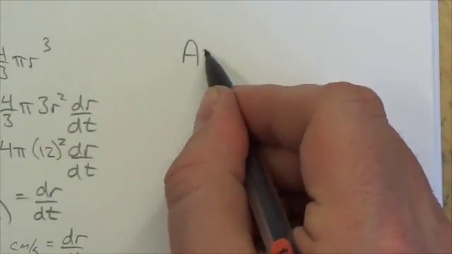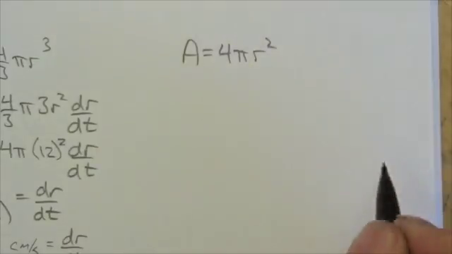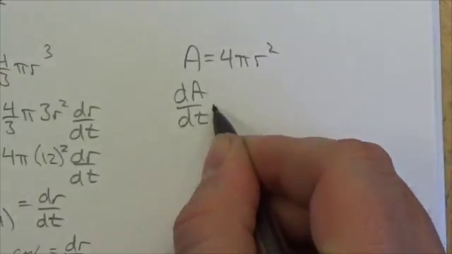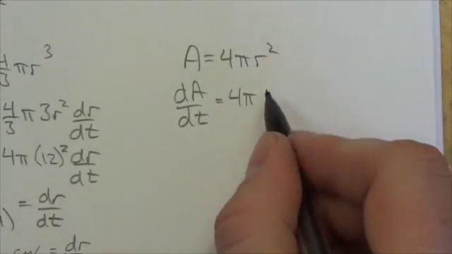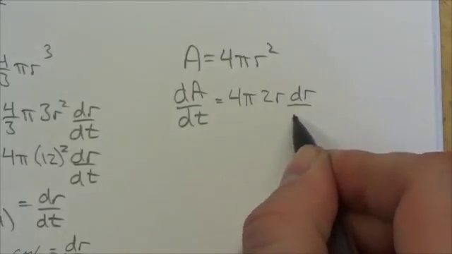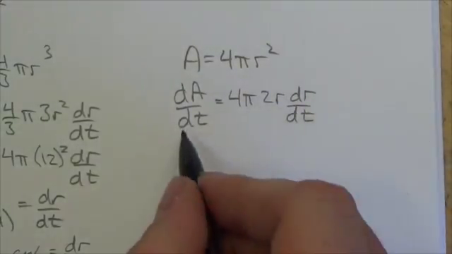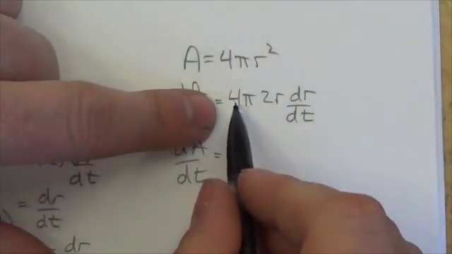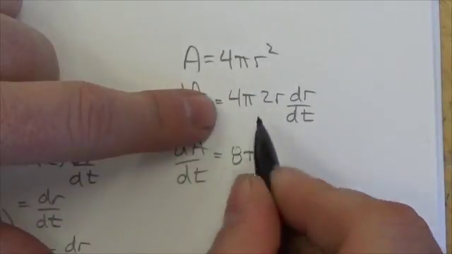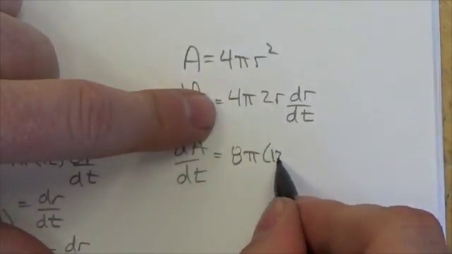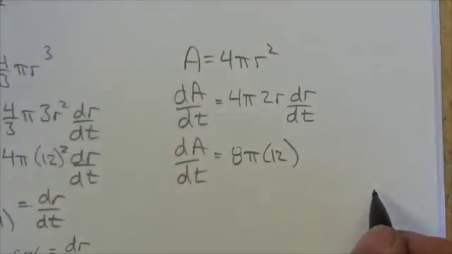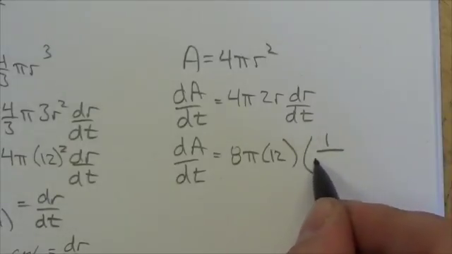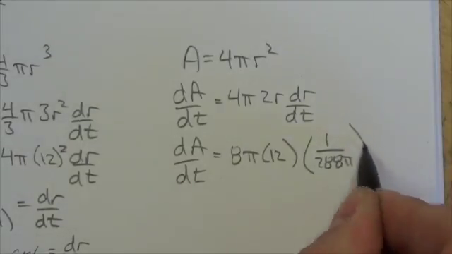Area. The area of a sphere is 4 pi r squared. So now I'll take the derivative of this with respect to time. So this will be 4 pi, and again, this has got to happen implicitly with respect to time. I am looking for dA by dt. That's the thing I don't know. So now I'm going to plug in everything I do know. Well, 4 times 2 is going to be 8 pi. That radius there is going to be 12 at this particular moment in time. And I know now that dr by dt is 1 over 288 pi.